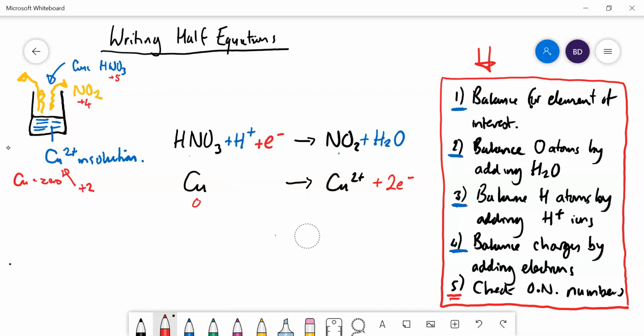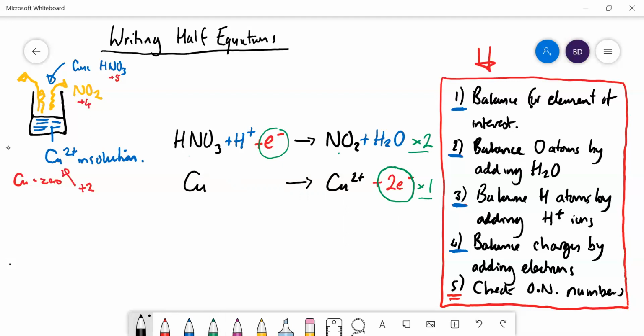Now we have to combine those 2 to make a full equation, and that's pretty easy. All we need to think about is, right, this one here is giving away 2 electrons. But this one is only using up 1 electron. So if we're going to combine them, we have to say that this one goes forwards 2 times, so every time this one goes forwards just once. Okay, so now we have to times this equation by 2 and add it to that one.